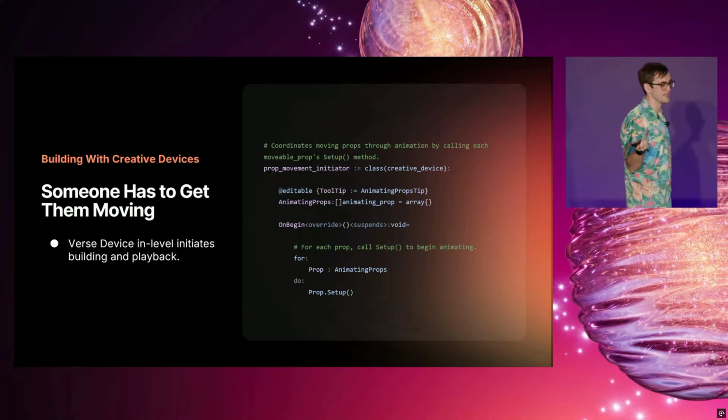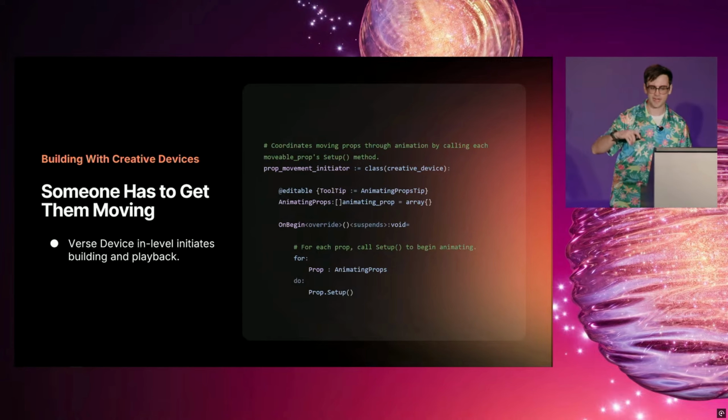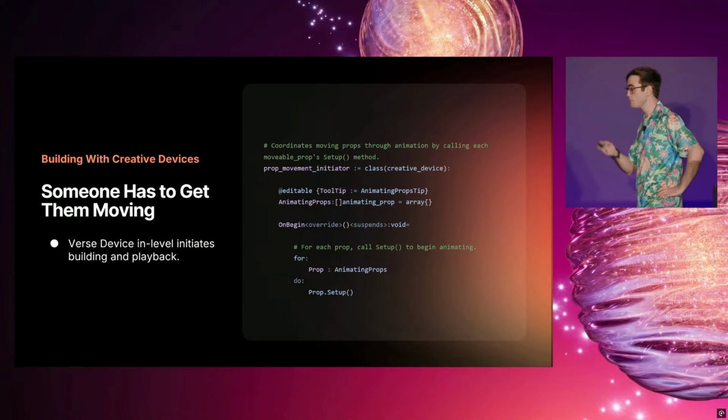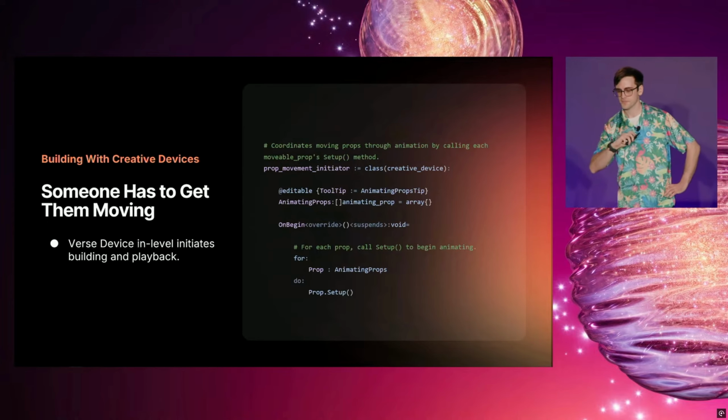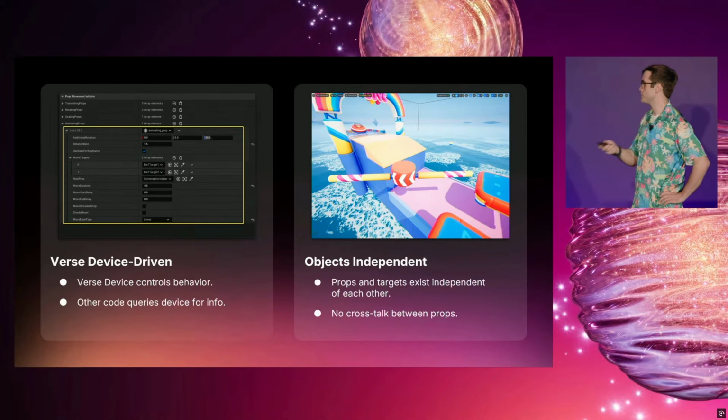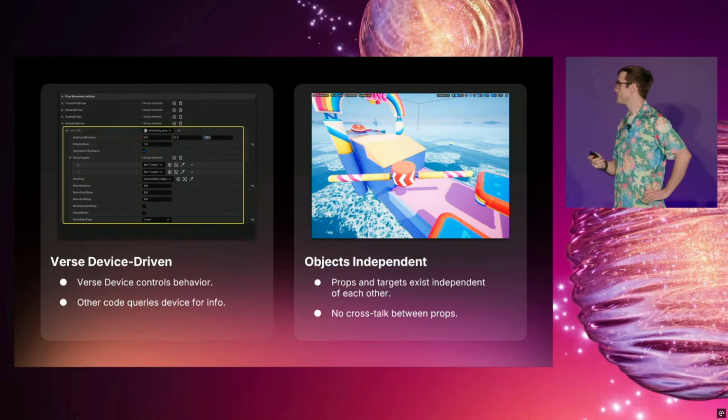So we have this prop movement initiator that has a reference to all these different animating props. And then when the game begins, it needs to go into each of them, call some setup function to actually get them started and actually get them moving. And this is a very Verse device-driven way of looking at things, right?